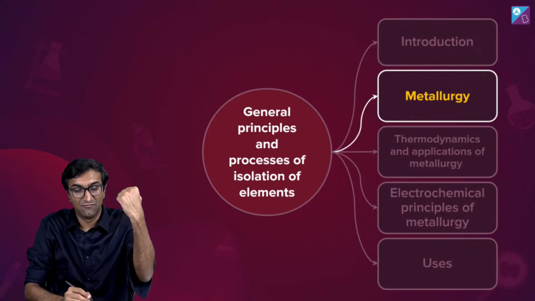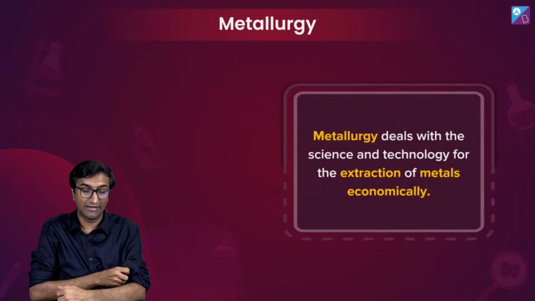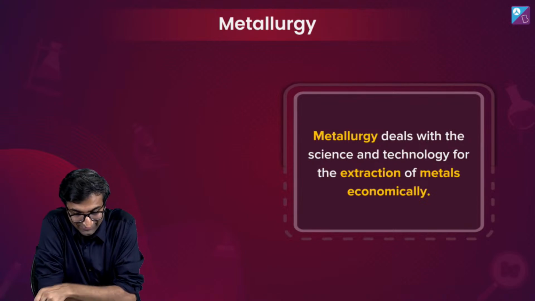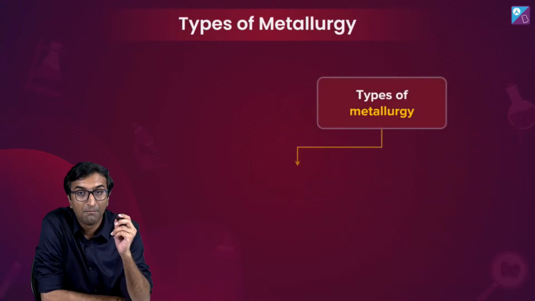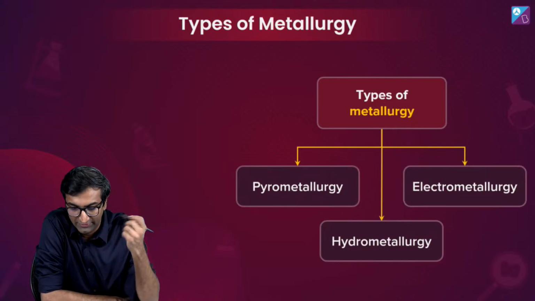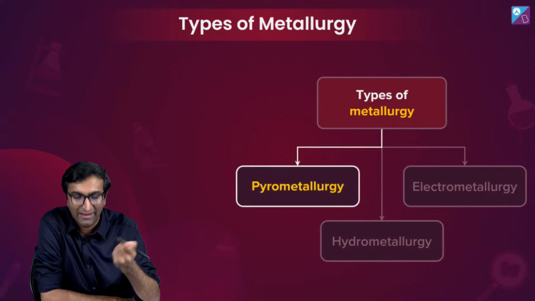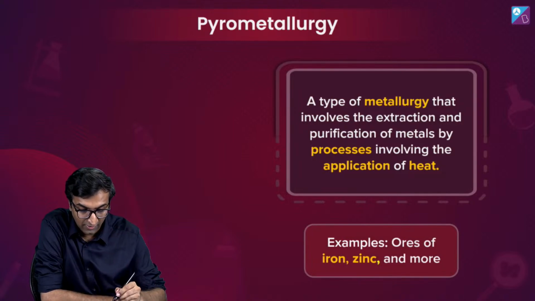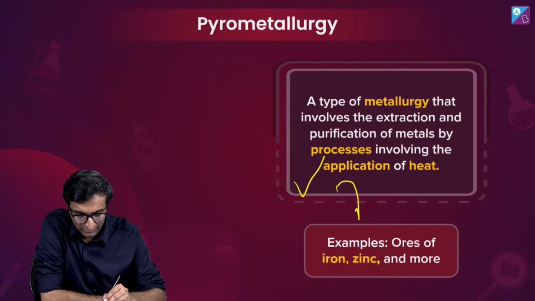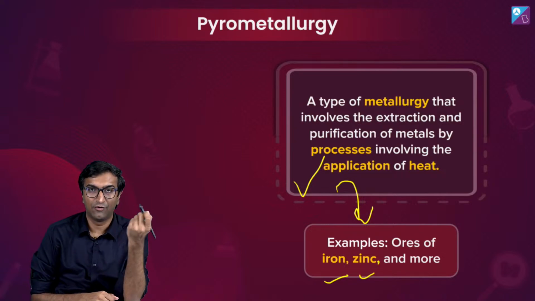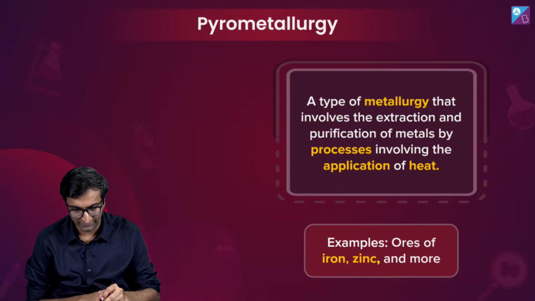Let's move on to metallurgy. What is metallurgy? Well, it's the science and technology for the extraction of metals economically. Money matters, that's what it's trying to say. There are 3 different types of metallurgy: pyrometallurgy, hydrometallurgy, and electrometallurgy. You can kind of guess what these 3 are, right? Pyrotechnics, fire. So where heat is in the picture, all I'm doing is using heat, and some processes are going to be there. With that, I should be able to extract the ores of iron, zinc, and some other substances, right? Pyrometallurgy, simple enough. Good job, Asya.